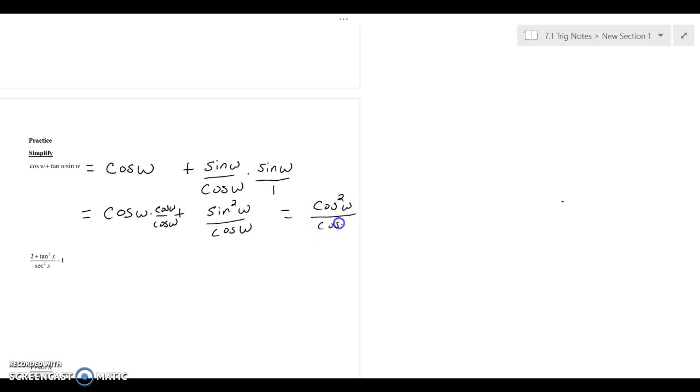over cosine w plus sine squared w over cosine w. Now that we have like denominators, we can add the numerators. When we add the numerators, we can write that down if we want, but we know that the cosine squared w plus the sine squared w is equivalent to 1. So we're going to go ahead and write 1, and then we're just going to carry our denominator along.